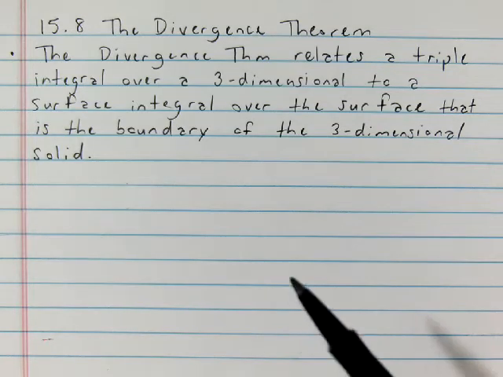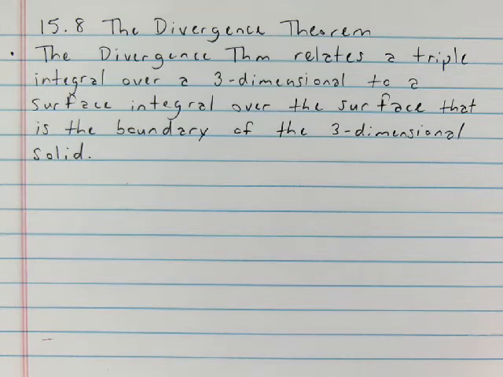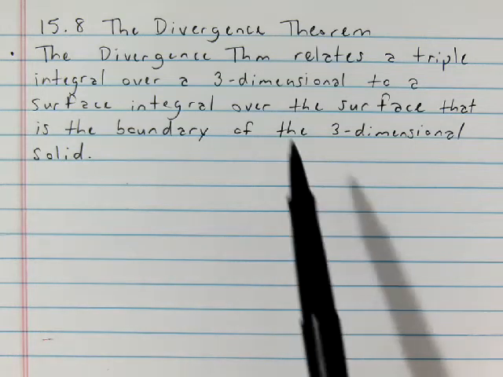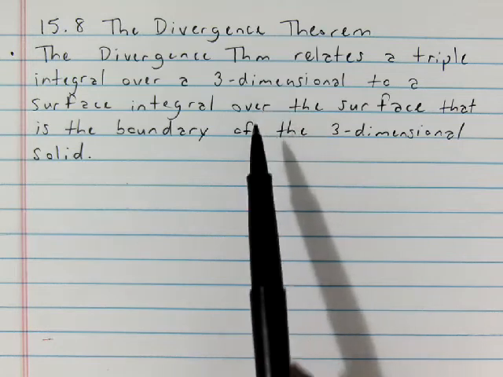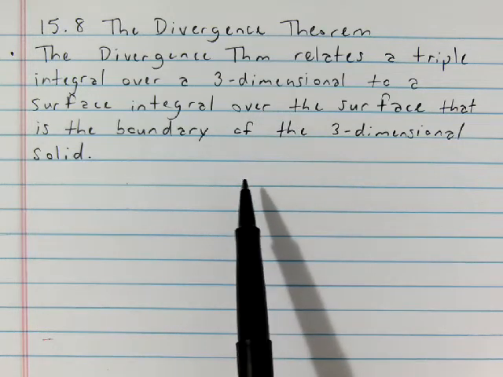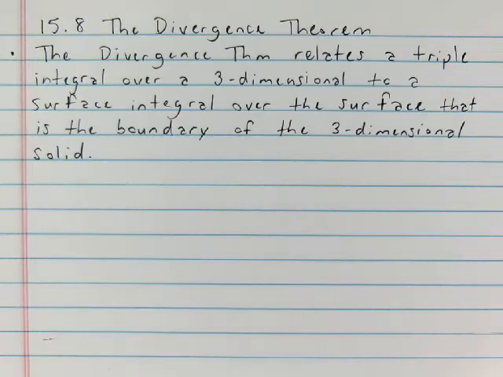And a three-dimensional solid is going to have an inherent boundary surface. So now we're going to relate a triple integral over the three-dimensional solid to a surface integral over the surface that bounds that three-dimensional solid.